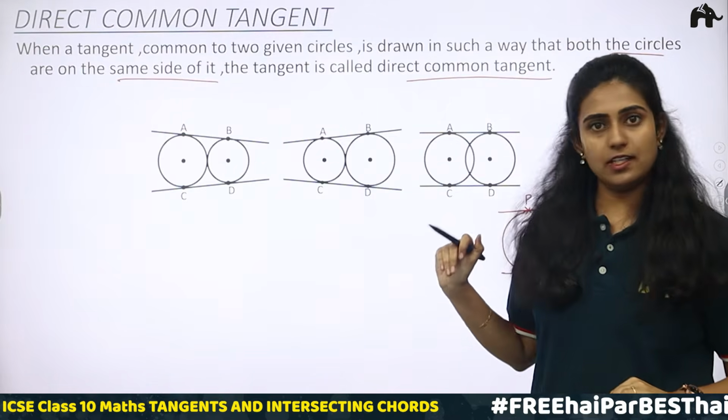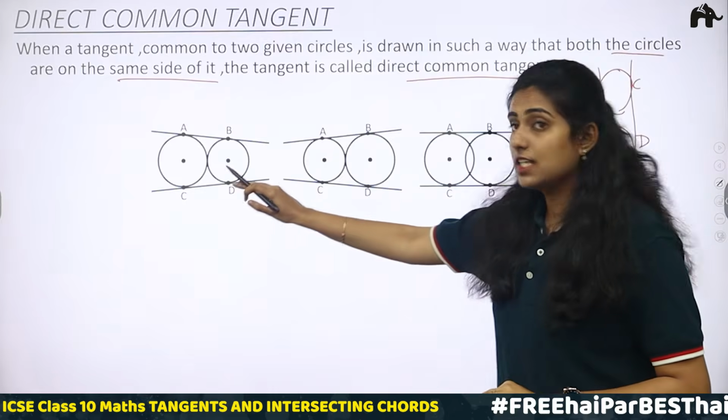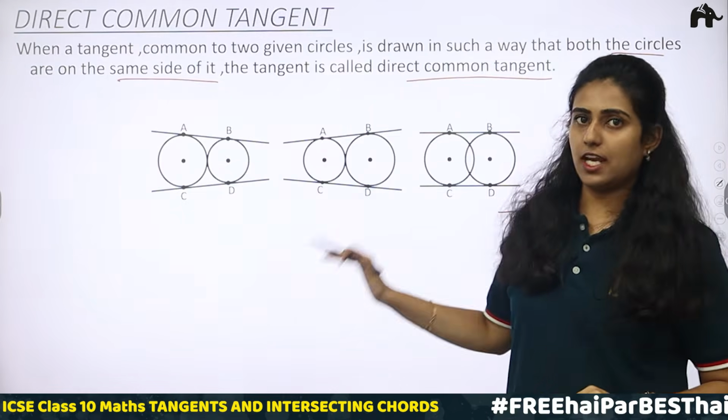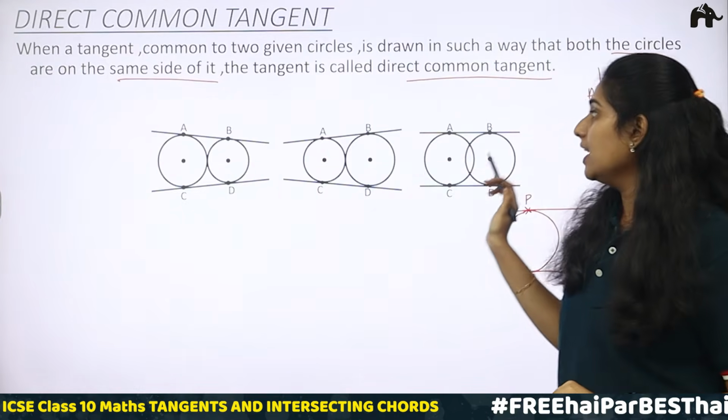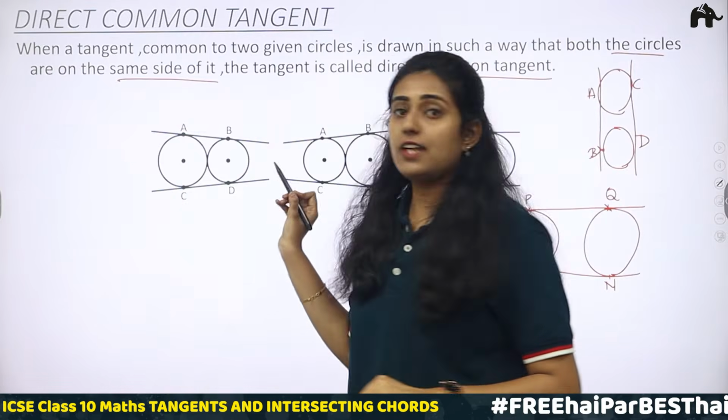Okay, understood what direct common tangents are? That is, both the circles should lie on the same side of the tangent. Then we will be having the length of tangents equal.